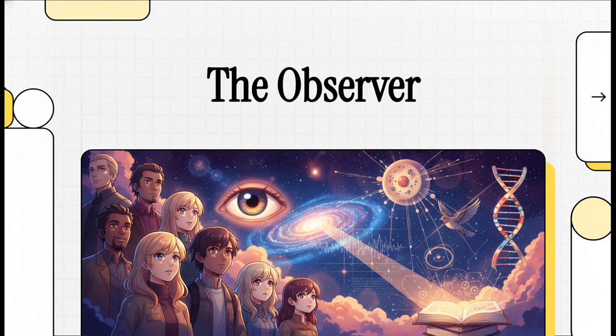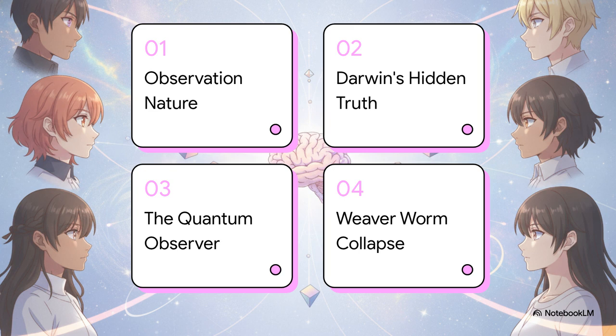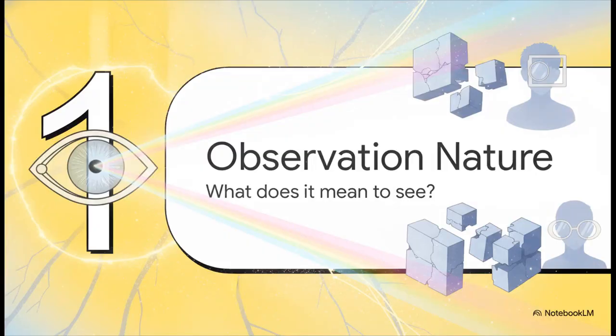Let's get started. All right, so here's our roadmap for today. We've got 4 main stops: the nature of observation, Darwin's hidden truth, the quantum observer, and finally, the Weaver-Worm collapse theory. Okay, let's jump right into part 1, the nature of observation.